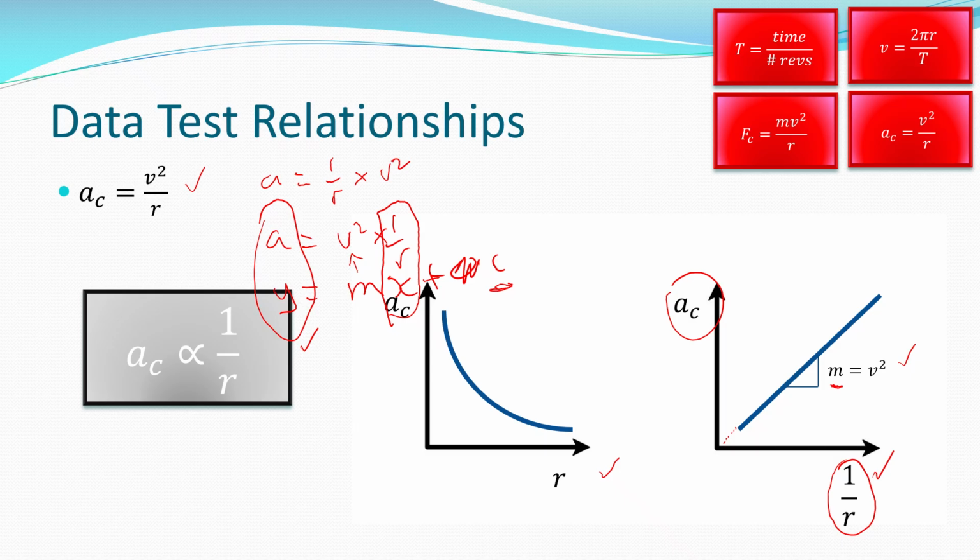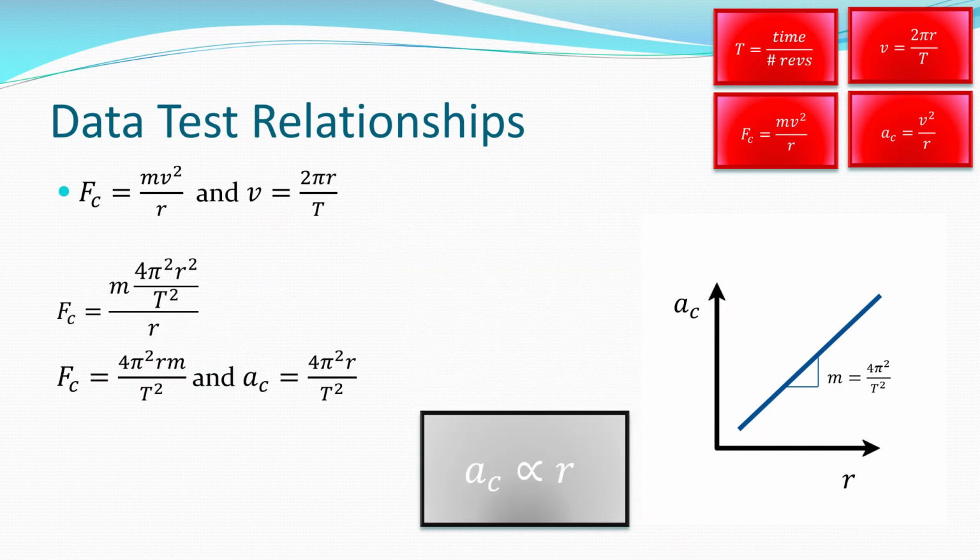Okay, let's manipulate a few others and see what else we can find. So that one in the grey box is one you'll need to remember for analysis of experimental work and for a data test. And here's a few more. Now, what we've done here is we've said that acceleration is proportional to radius. All right, now I just said it's proportional to 1 over radius. So how can we end up with this relationship here?